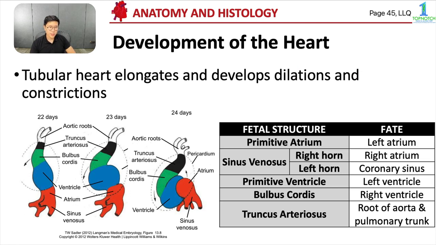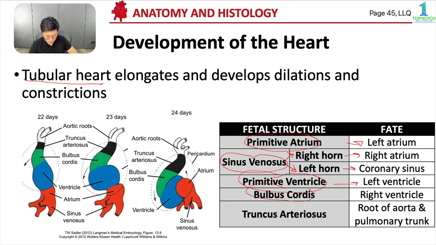A quick discussion on the development of the heart. So your heart starts as a tube which elongates and develops dilatations and constricts, and it also twists around. So your fetal structures include your primitive atrium, which becomes your left atrium. Your sinus venosus splits into a right and left horn. The right horn becomes the right atrium, while the left horn becomes your coronary sinus. The primitive ventricle becomes your left ventricle.